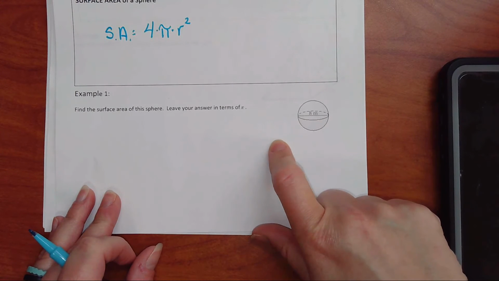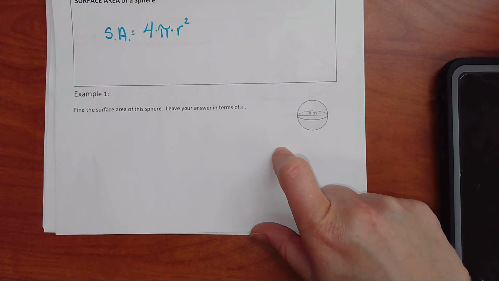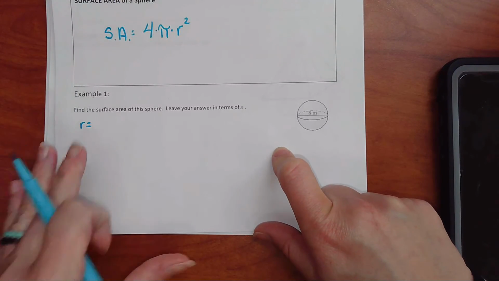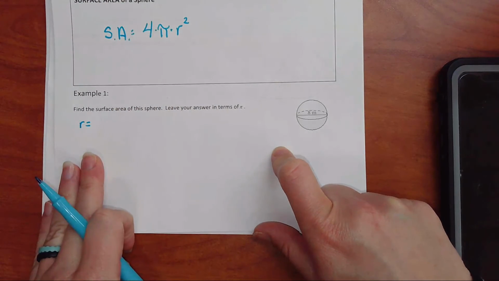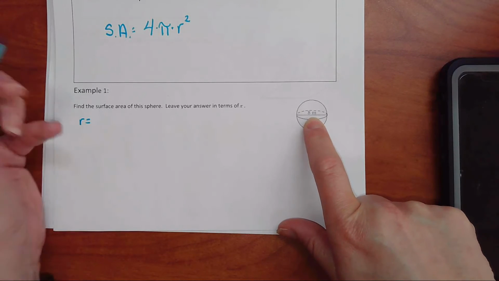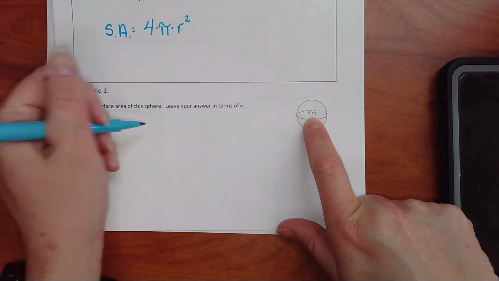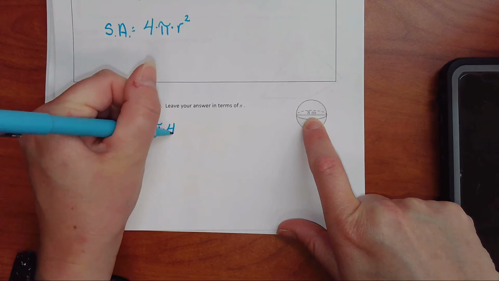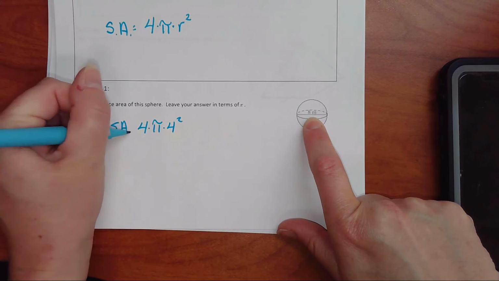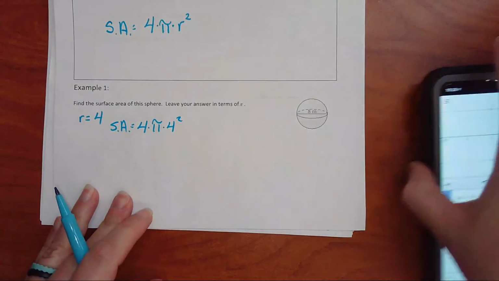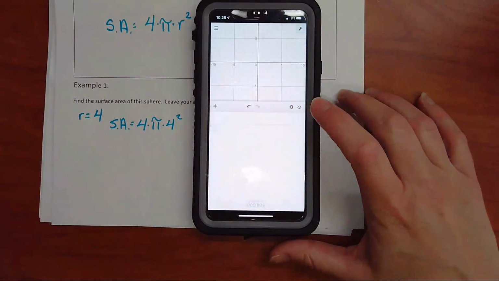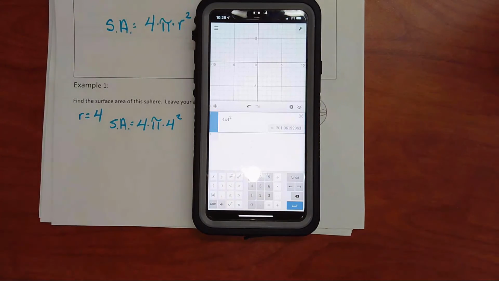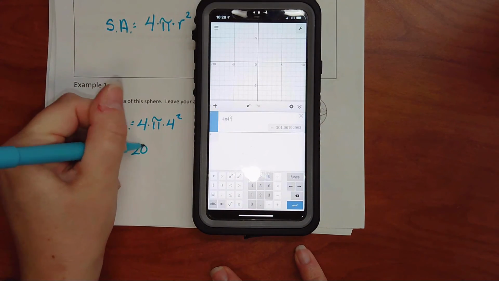First thing you need to do on all of these is make sure you know what the variables are and the numbers that go with the variables. For this formula, you only need to know the radius. This 8 is the diameter, so cut that in half. Now to plug into the formula, you do 4 times pi times 4 squared. So pull decimals back up again. You do 4 pi 4 squared, and you get 201.1.